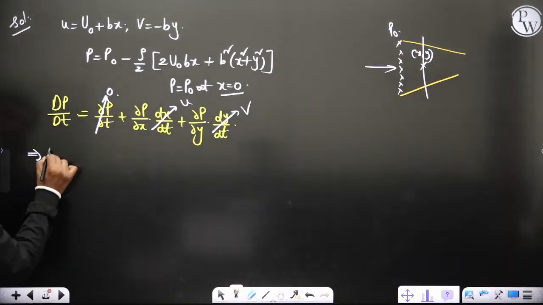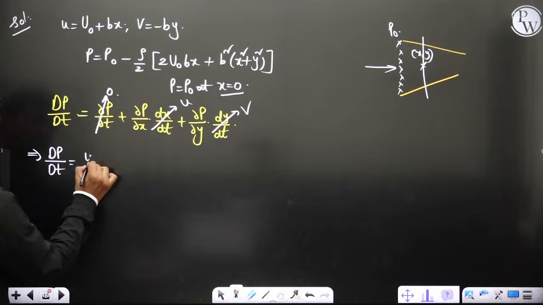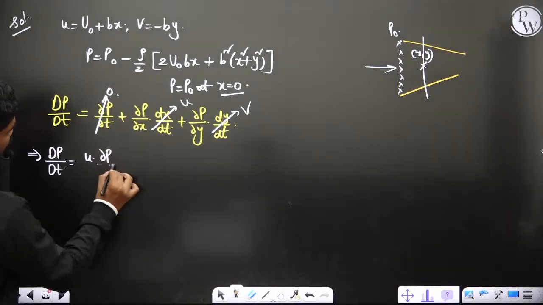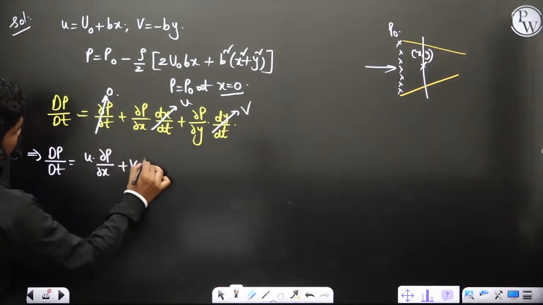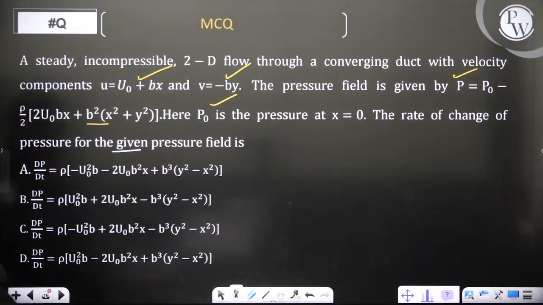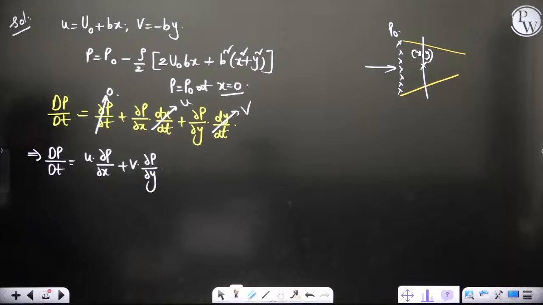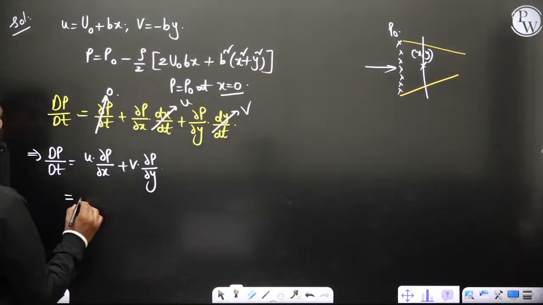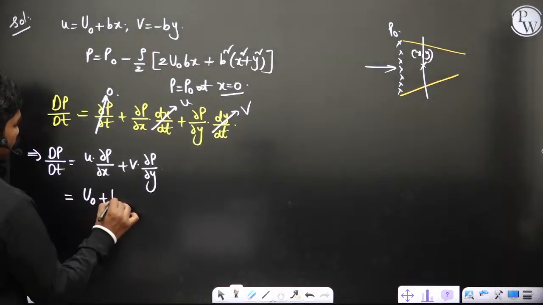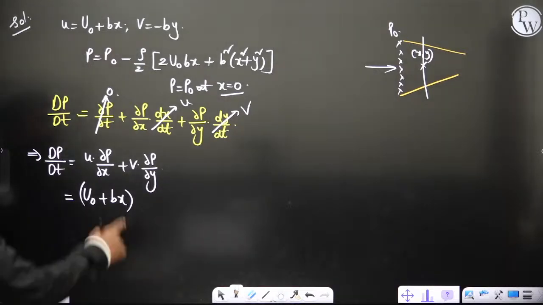So we get dp by dt is equal to u times dou p by dou x plus v times dou p by dou y. Now this expression is in terms of x square and y square. So let us see u. What is u actually? u0 plus bx, so this is u0 plus bx into dou p by dou x.